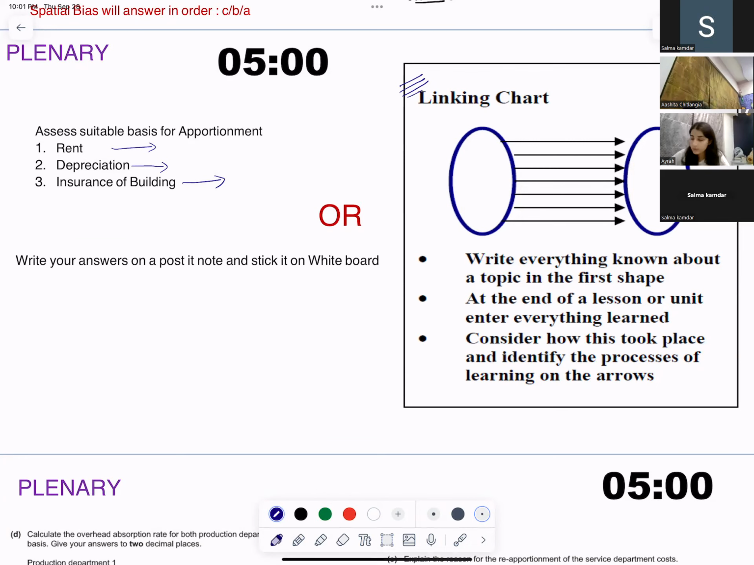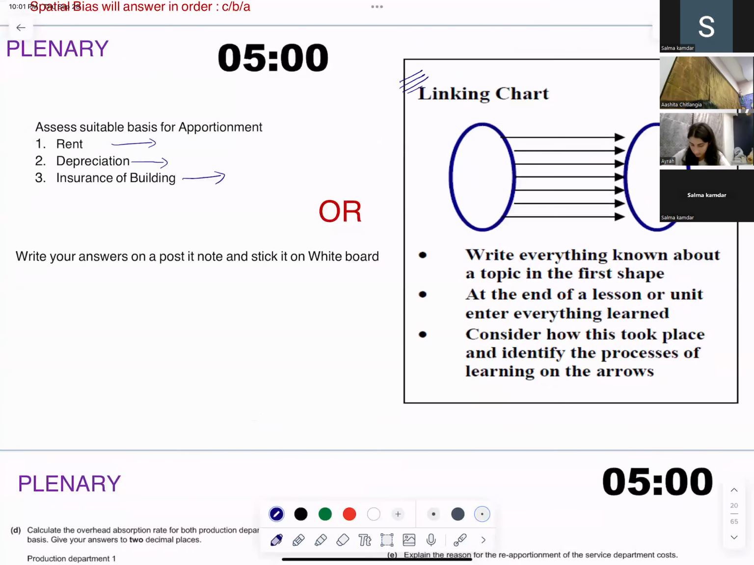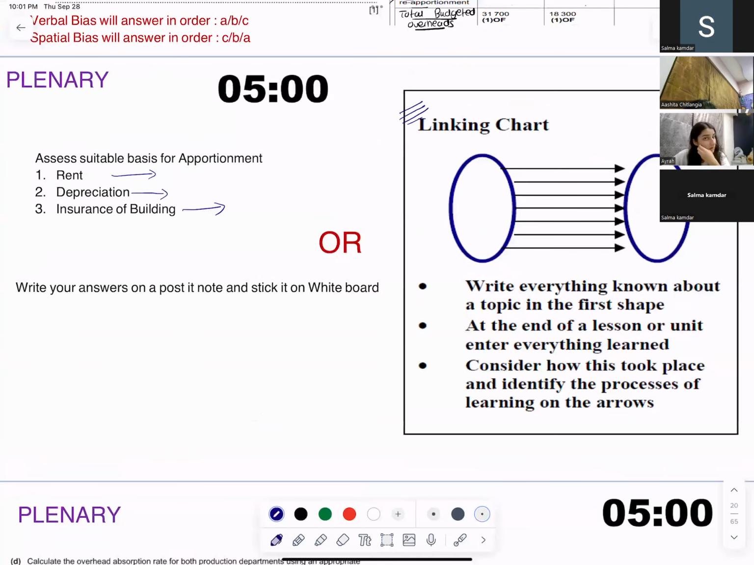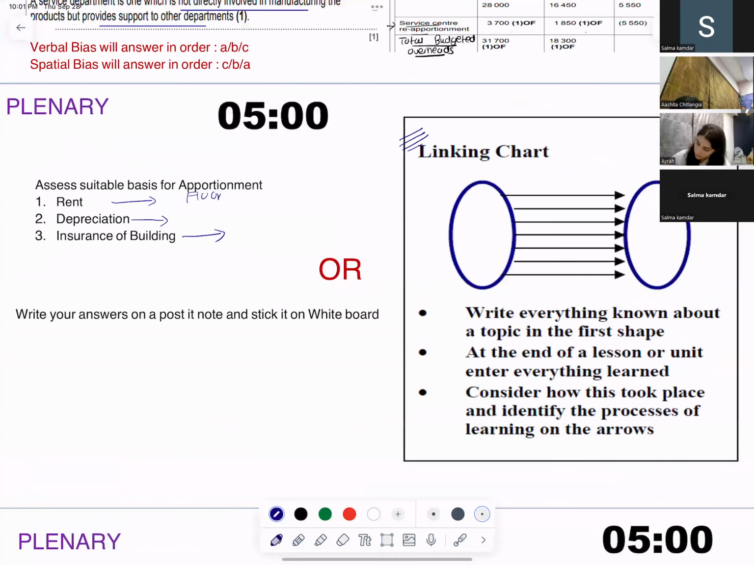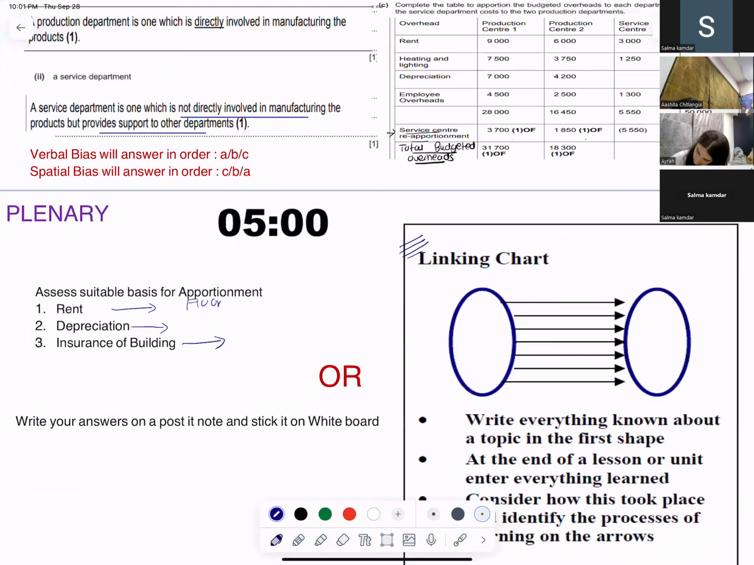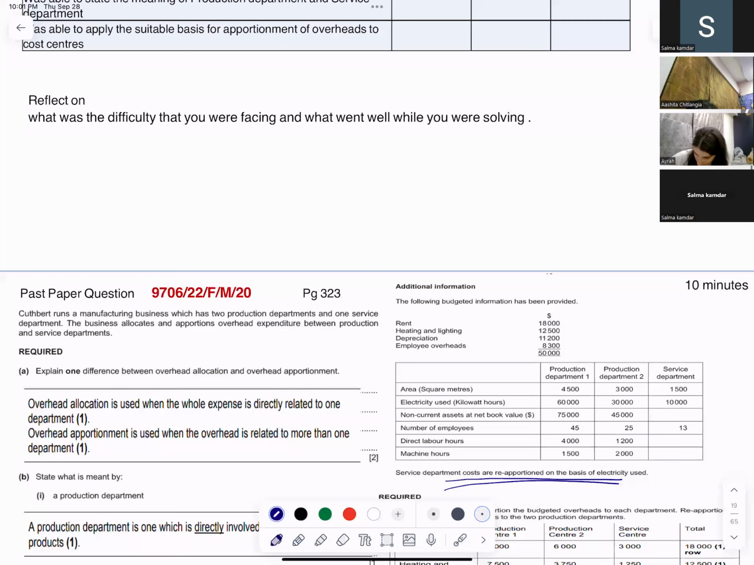Miss, can you give the definition of why reapportionment happens again? Reapportionment happens because the service cost center does not have any product to sell. So they reapportion their cost amongst the production cost centers on a suitable basis.